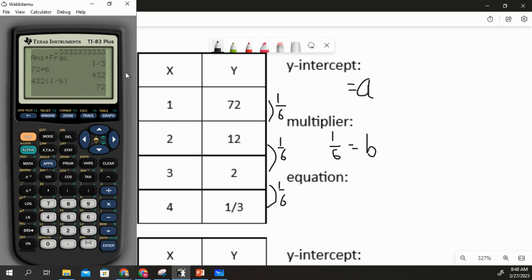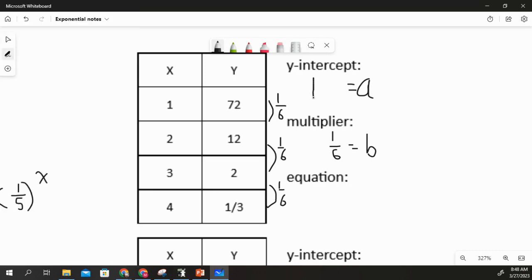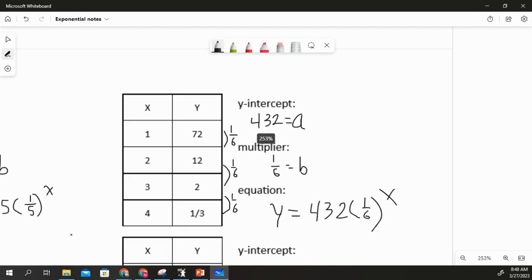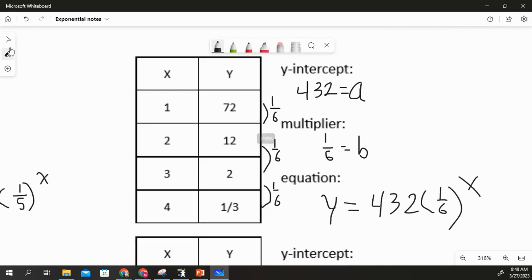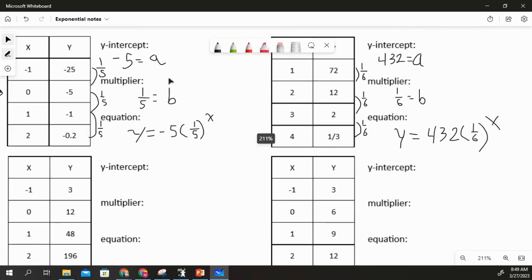So when our x value is 0, our y value is going to be 432. All right, this means that our equation here is y equals our y-intercept, which is 432, and then our multiplier, which is 1/6, to the x power. And that's it for us. All right, first two was easy, okay?